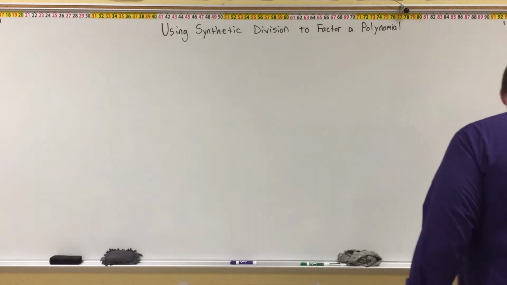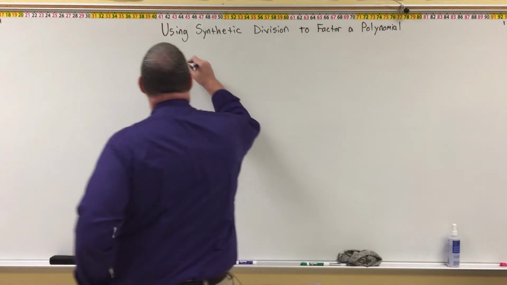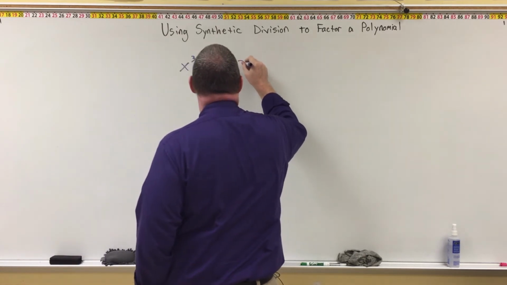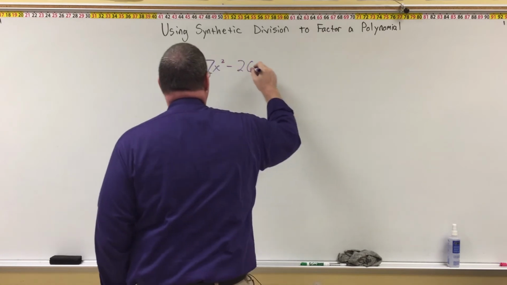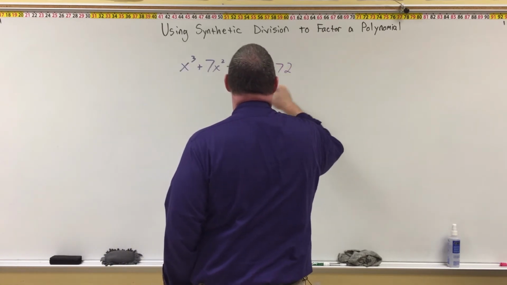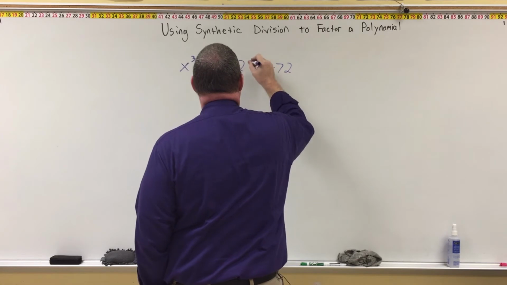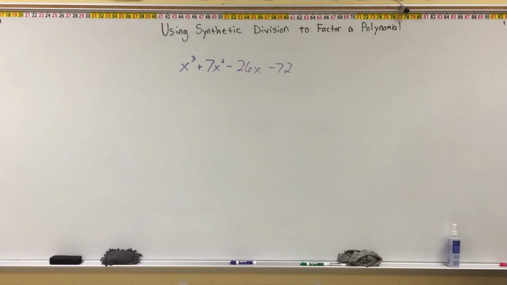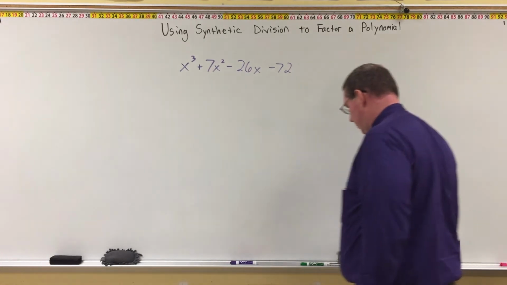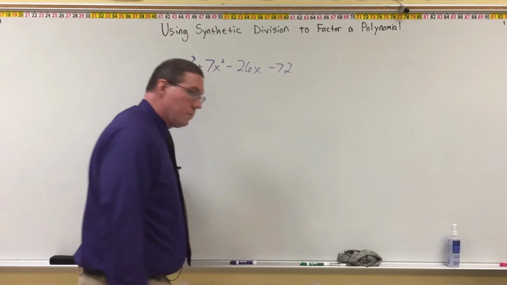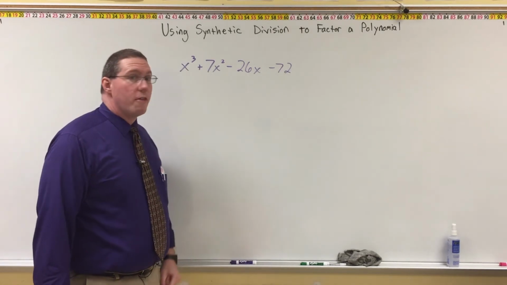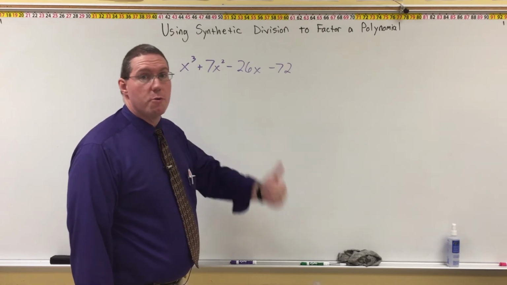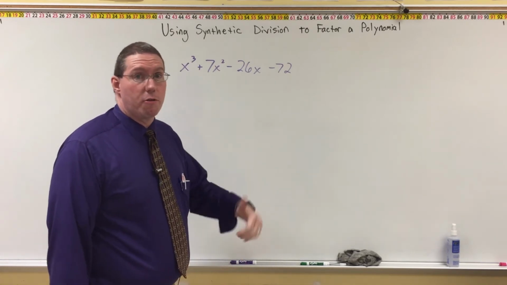Plus 7 minus 26 minus 72. All right, why don't you try this one on your own, okay? Factor out the first binomial factor and then use any technique of factoring to get the last 2 factors.